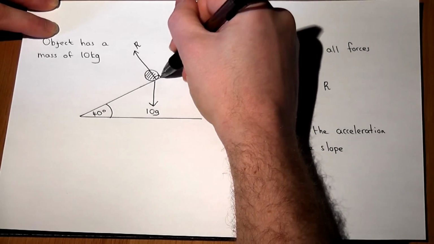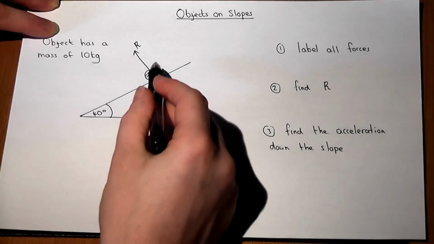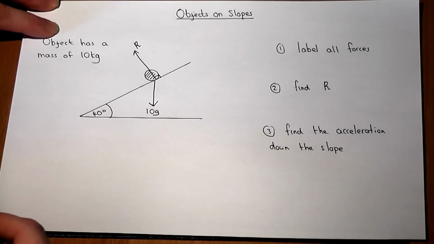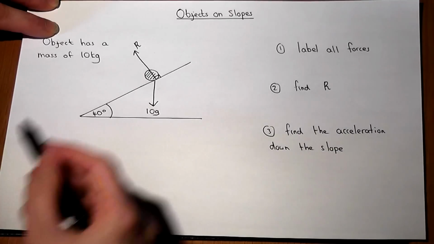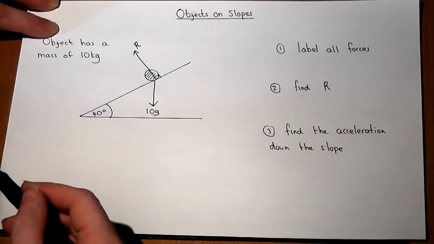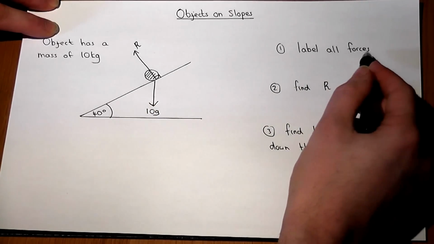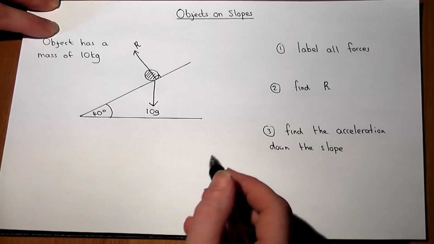i.e. right angles. So these are the only forces acting, assuming there's no friction or no air resistance. So we've now labelled the forces acting.